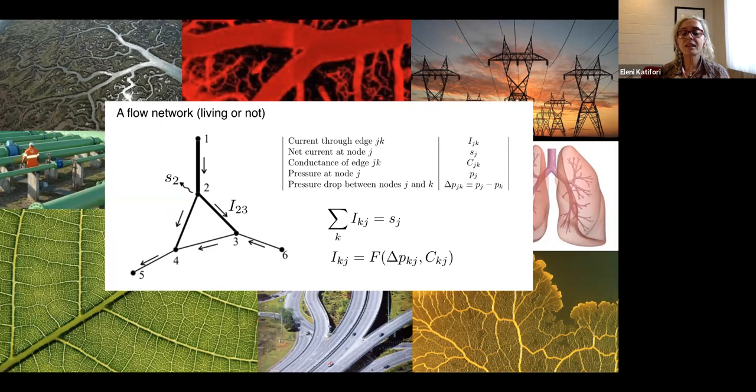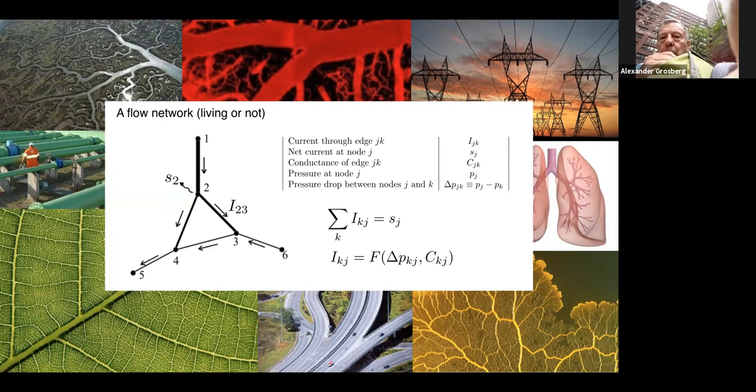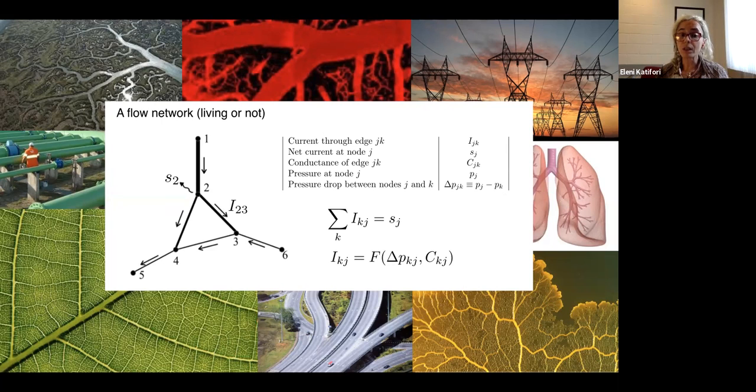So at a very basic level, I can linearize whatever happens in a flow network, and I can describe it as a collection of nodes, junctions connected by links, and the links are what carries the flow. So there are several quantities, several fields I need to keep track of: the current through each edge, which I typically denote I, the net current that comes in or goes out at a particular node, S, the conductance of the particular edge, and the pressure.